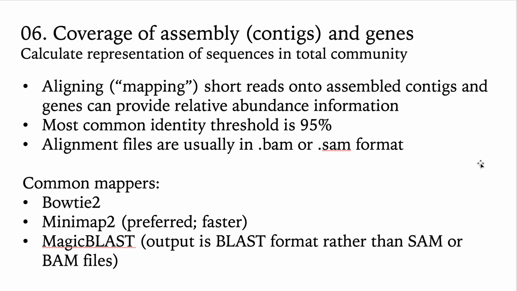So Bowtie2 and Minimap2 will have your identity threshold set, I believe at 95%, whereas Magic Blast you can really customize, as you would for any other blast command, you can customize all the inputs and outputs, and it will give you the output in a table format, a blast output table, rather than SAM or BAM files. So you may want to use Magic Blast if you want to do some comparisons with different alignment thresholds, or you just don't want to deal with SAM or BAM files.